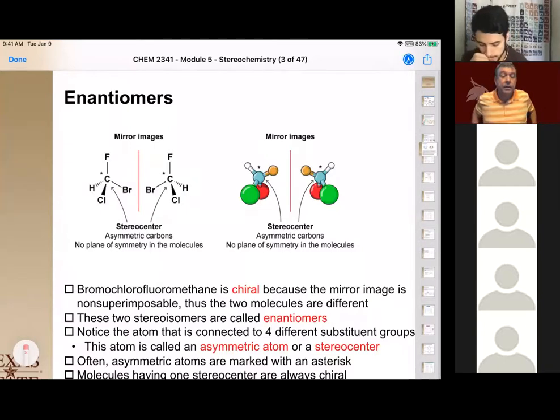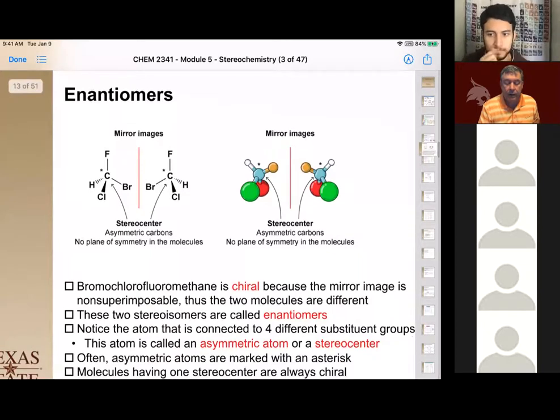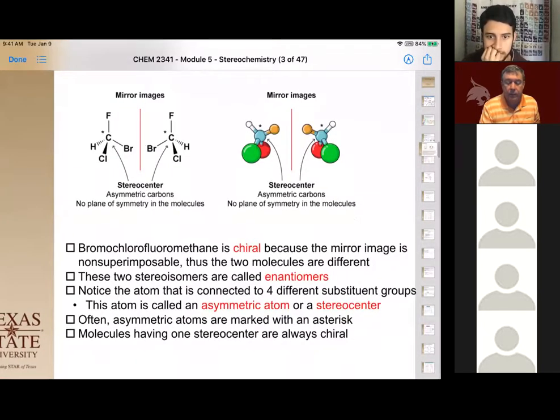Because they have 4 different things, they are not superimposable, and therefore this bromochlorofluoromethane is chiral. It has a mirror image that's non-superimposable, meaning we have 2 possible different compounds in 3-dimensional space. That pair of compounds that differ only in 3-dimensional space are called the enantiomers. And therefore, our chiral center is the one in the middle.